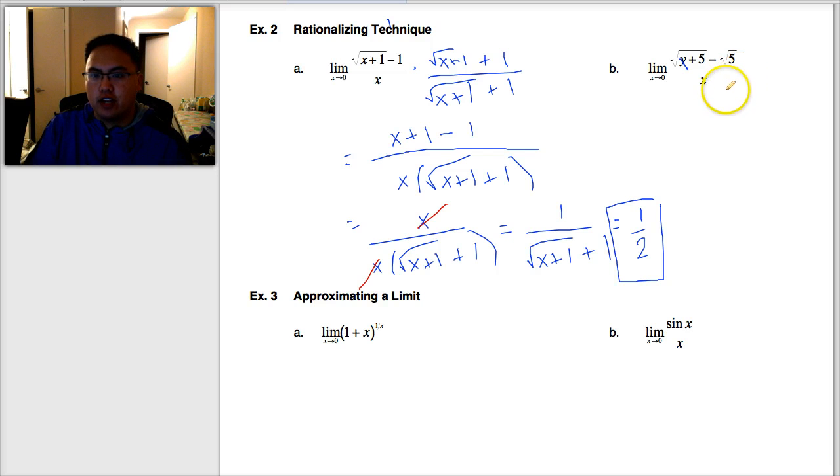It's either I'm factoring or I'm rationalizing. And obviously with square roots here, you're obviously going to rationalize. So I'm going to multiply by the conjugate. In this case, it's going to be the square root of x plus 5 plus radical 5. And since I have to multiply that on the top, I will also do that on the bottom.